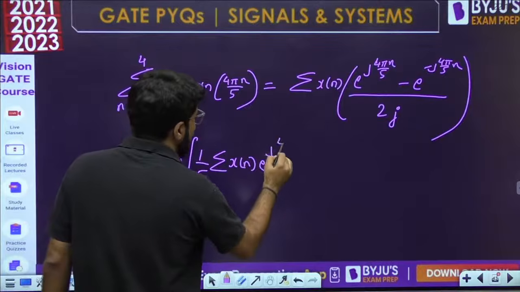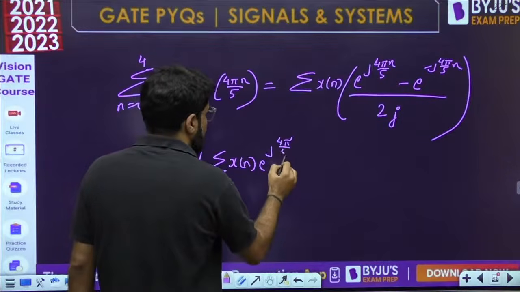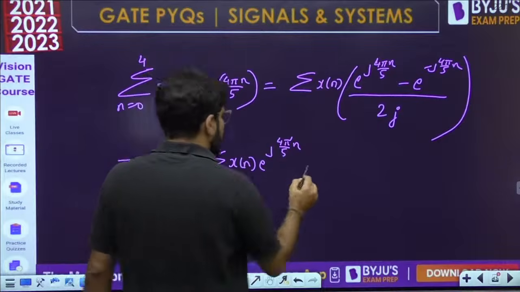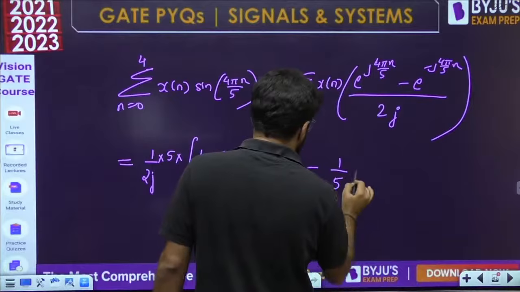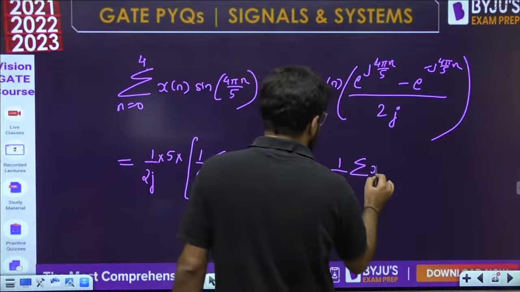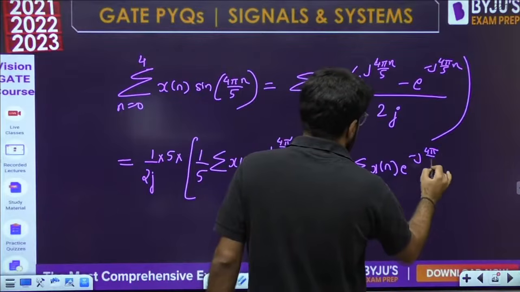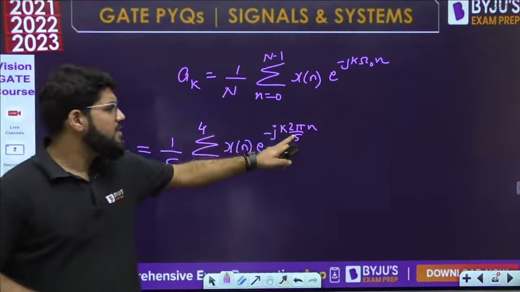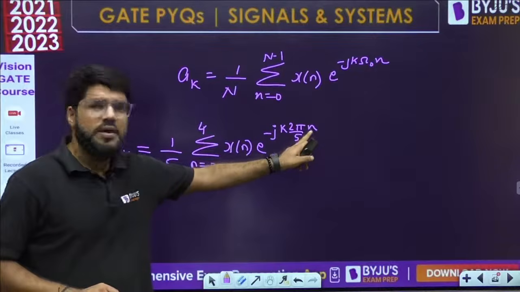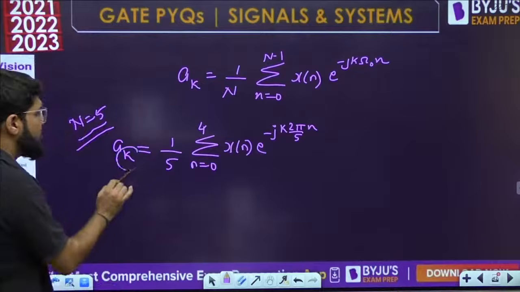e power j 4 pi by 5n, and the next one is minus 1 by 5 summation of xn e power minus j 4 pi by 5n. Now please look, we have e power minus j 2 pi by 5 into n. When will this become 4 pi? How can it be 4 pi if you take k equal to 2?